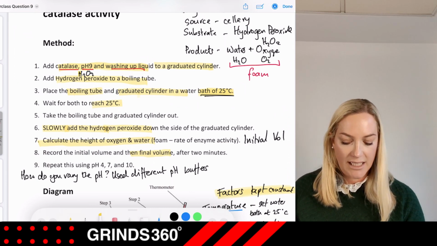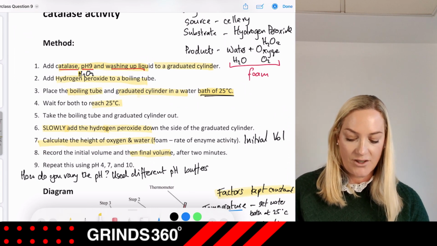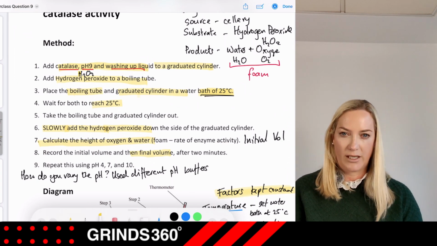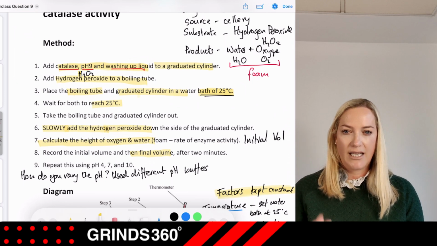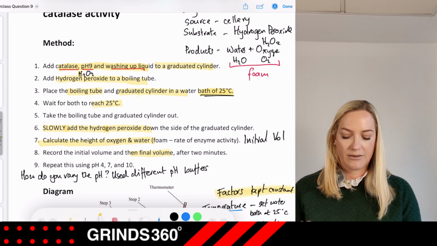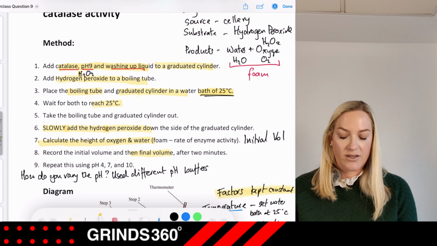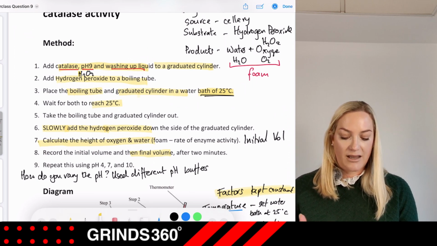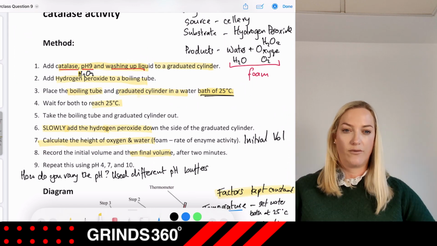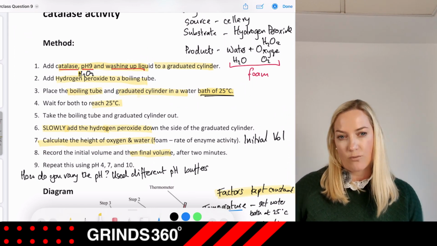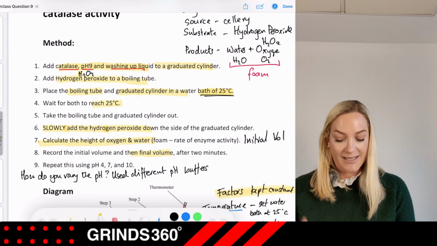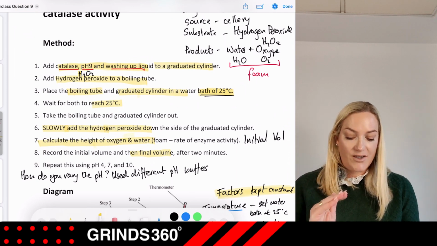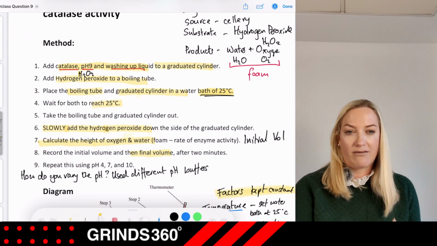You will have noted that previously I've mentioned that you have your hydrogen peroxide in the boiling tube. So this implies step 3, that the boiling tube you're referencing here is the boiling tube that has hydrogen peroxide. You want both to reach 25 degrees. Take the boiling tube out and the graduated cylinder out, so they are now out of the water bath and on your workbench where you're conducting this experiment. Very, very important. Slowly add the hydrogen peroxide down the side of the graduated cylinder.